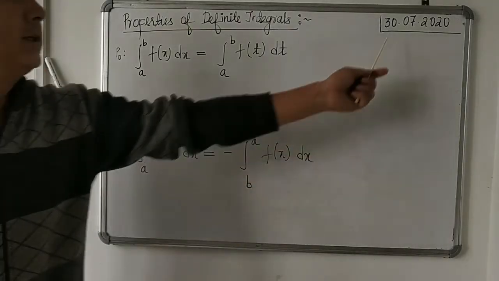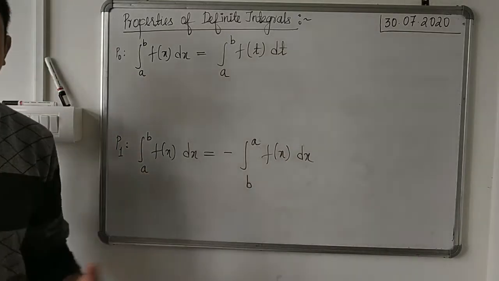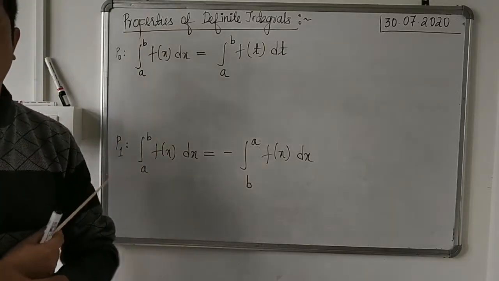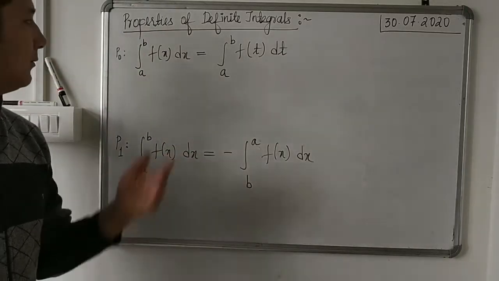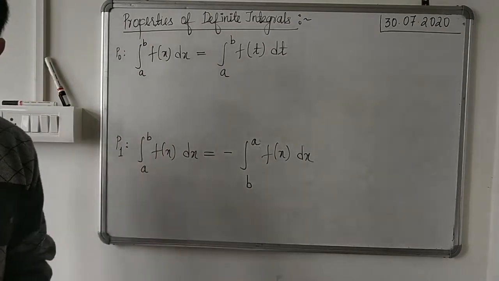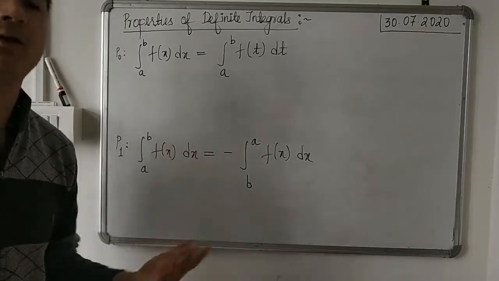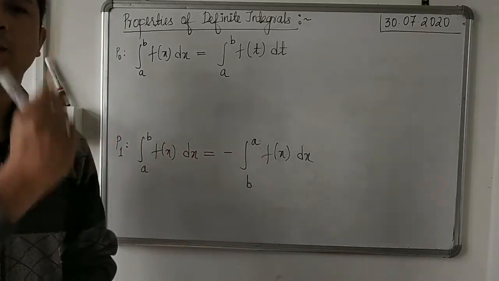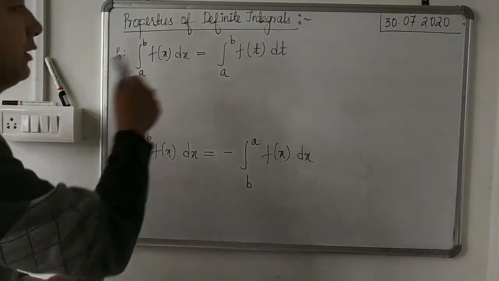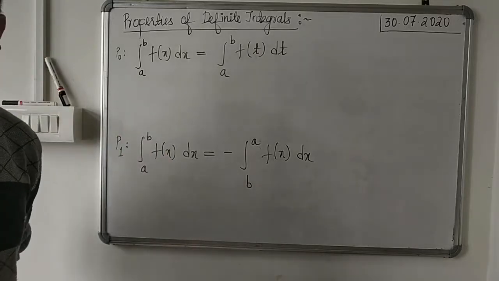So today is 30th of July and today we are starting a very important topic in definite integrals, which is properties of definite integral. There are some 8 properties. We'll discuss them one by one. The reason we are doing this is because many of the questions cannot be simply solved by integrating and putting the upper limit and lower limit. Some questions we have to solve by using the properties. And it becomes very easy when we use the properties of definite integral.